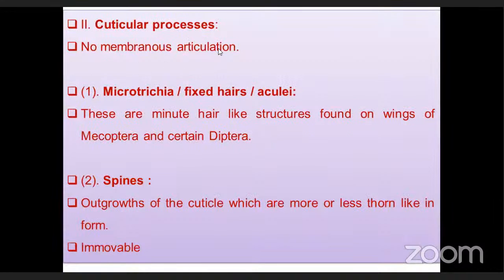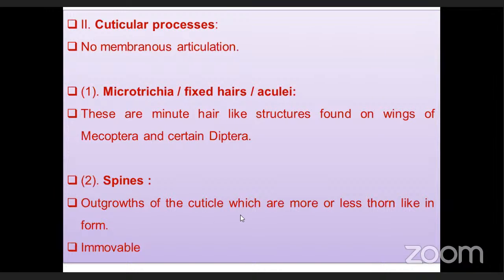So no membranous articulation in the case of cuticular processes. Microtrichia we can also call fixed hairs or aculei. These are minute hair-like structures present on the wings of Mecoptera, certain Diptera and so on. Like that, spines are immobile but multicellular. If it is multicellular and mobile, we call it a spur; if it is immobile, we call it a spine.